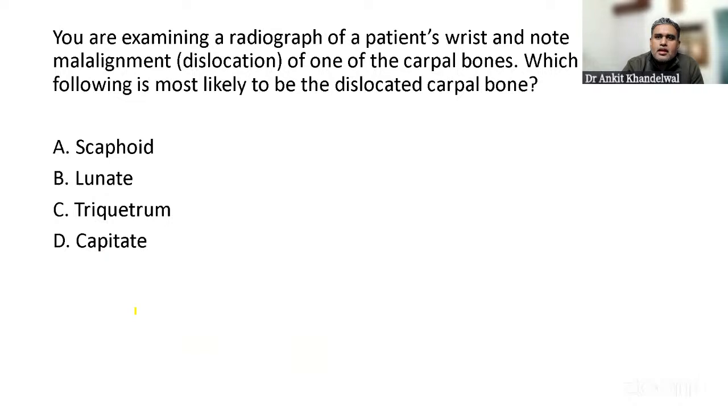Next question. Radiograph of the wrist showing a dislocation of a carpal bone. Which carpal bone is commonly dislocated? It's a factual sort of question. Always remember, the lunate is the most commonly dislocated carpal and the scaphoid is the most commonly fractured carpal. And this is a dislocated carpal.